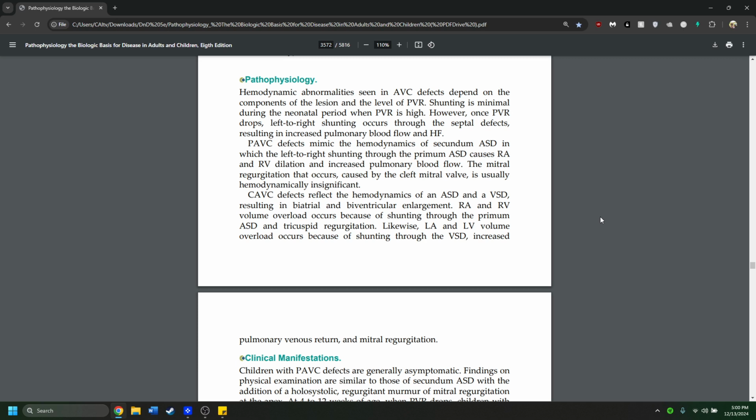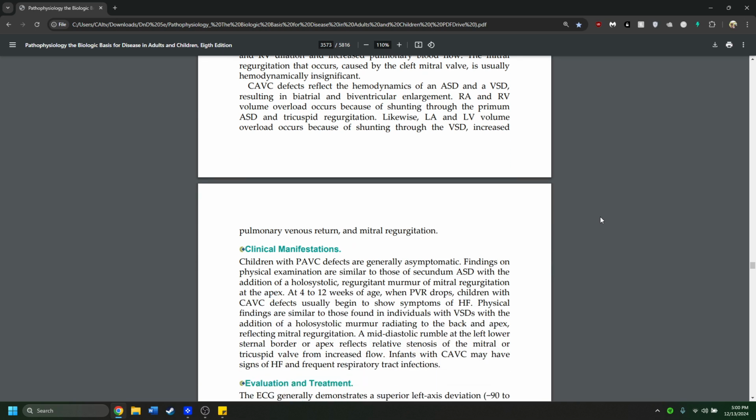CAVC defects reflect the hemodynamics of ASD and VSD, resulting in a biatrial and biventricular enlargement. Right atrium and ventricular volume overload occurs because of shunting through the primum ASD and tricuspid regurgitation. Likewise, left atrium and left ventricle volume overload occurs because of the shunting through the VSD, increased pulmonary venous return, and mitral regurgitation.